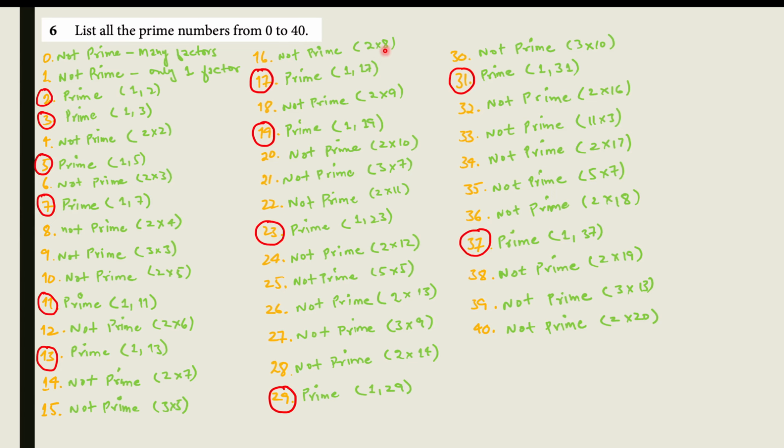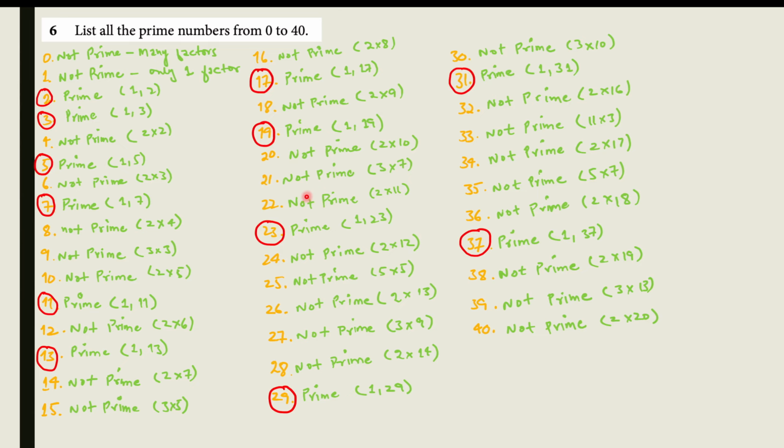16 as well, 2 multiplied by 8 is equal to 16. So not prime but a composite. 17 is a prime because it has only two factors, 1 and 17. 18 is not prime, so 2 9s are 18. It is a composite number. 19 is a prime number because it has only two factors, 1 and 19. 20 is not prime. 2 multiplied by 10 is equal to 20. Has many factors. 21 is not prime. For example, 3 multiplied by 7 is equal to 21.